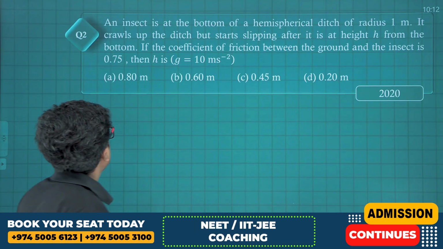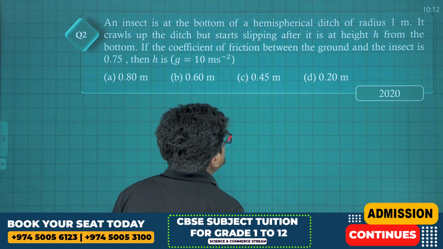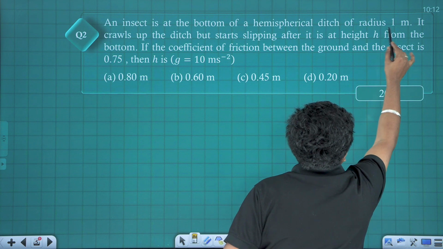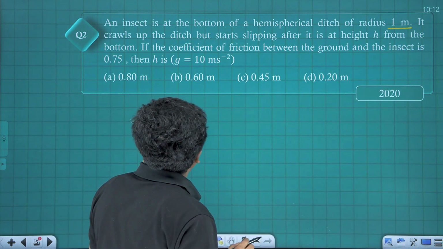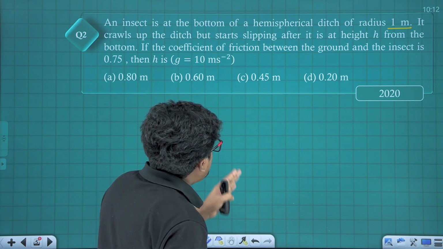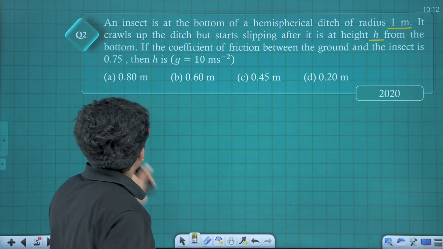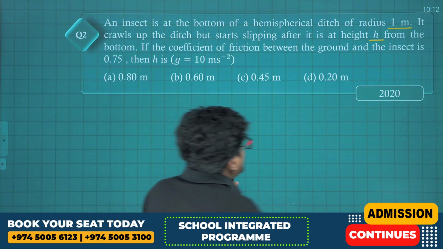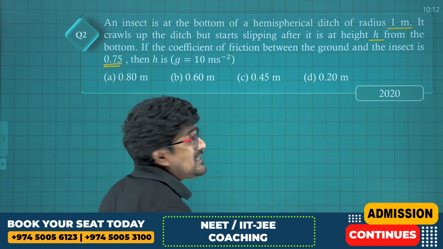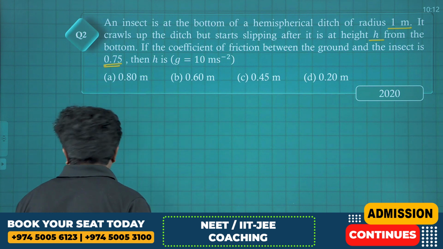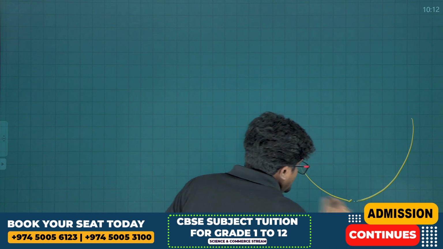Here comes the next question, number 2. The question says, an insect is at the bottom of a hemispherical ditch of radius 1 meter. It crawls up the ditch but starts slipping after it is at a height of small letter h from the bottom. If the coefficient of friction between the ground and the insect is 0.75, then h is, that is the question. So here let this be that hemispherical ditch.